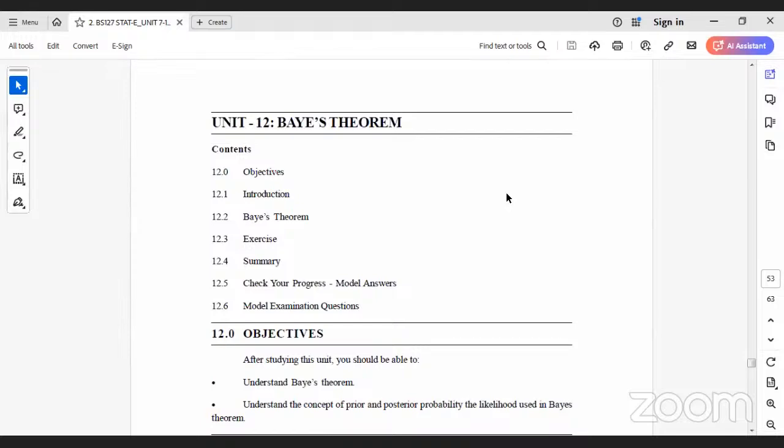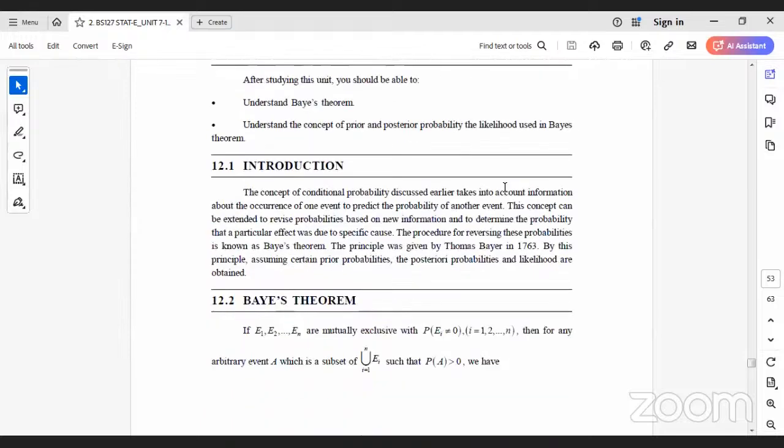Last and final unit, Bayes theorem. Compulsory, they will ask in the main examination. See here, introduction. The concept of conditional probability discussed earlier takes into account information about the occurrence of one event to predict the probability of another event. The concept can be extended to revise probabilities based on new information, and to determine the probability that a particular effect was due to a specific cause. The procedure for revising these probabilities is known as Bayes theorem.